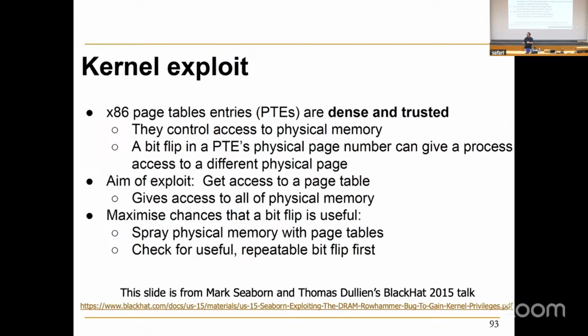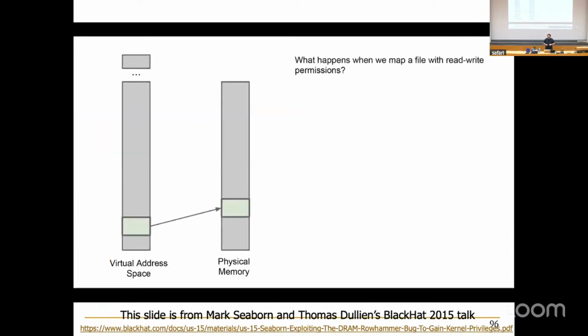So if we would basically flip some bits in the page table, we could simply fake the system, assuming we are the hypervisor, we are the kernel. And in this paper, they wanted to maximize the chances that the bit flip is useful. They did this by spraying the physical memory with page tables. Let me explain how this was done.